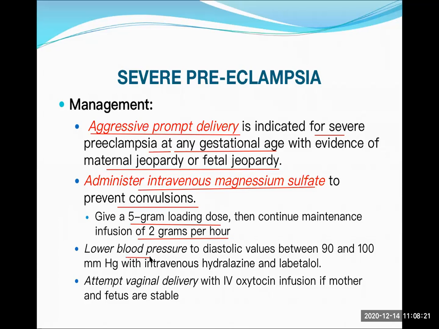Lower the blood pressure to diastolic values between 90 and 100 with intravenous hydralazine and labetalol. Now look at these drugs here. Hydralazine is a type of vasodilator. And what is labetalol? What type of drug is this? Beta 1 blocker. Exactly. Cardioselective beta blocker. Okay, it's a type of beta blocker. We all know that, and it is also considered a type of vasodilator substance.